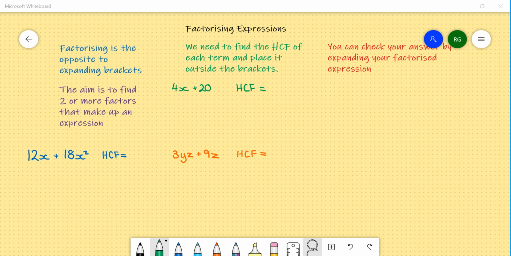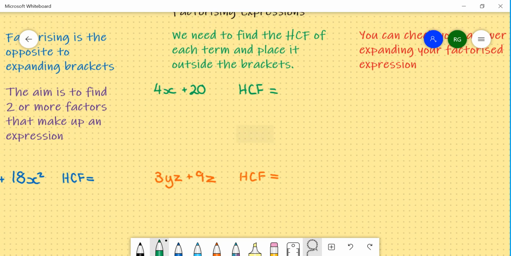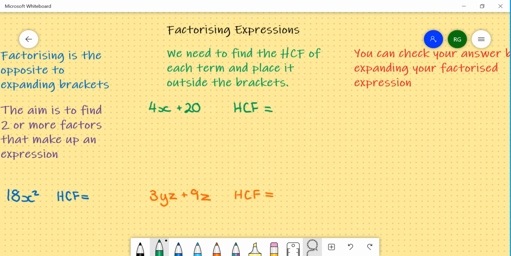In order to do this, we take a look at the green work. We need to find the highest common factor of each term and place it outside the brackets. So looking at the green one, the first step here is we have 4x plus 20. We need to find a factor, or at least the highest common factor, of both 4x and 20. We know that 4 can be divided evenly into both 4x and 20. So our highest common factor is a 4.